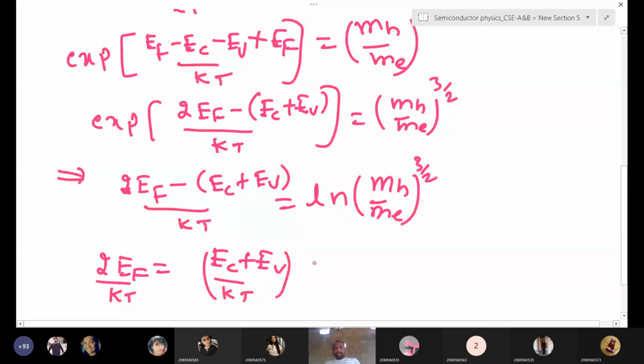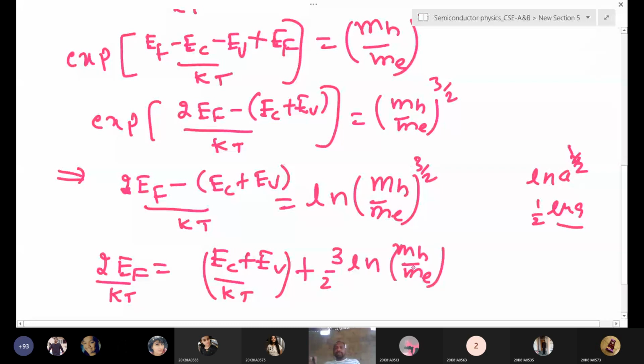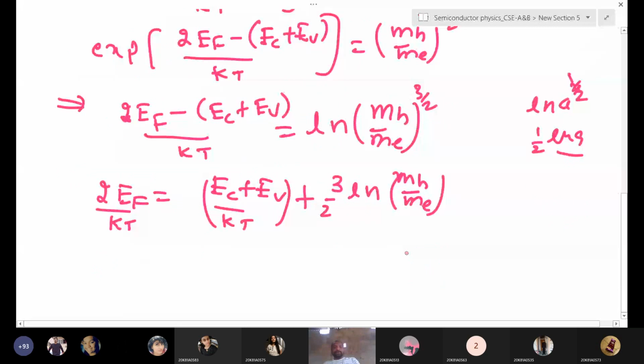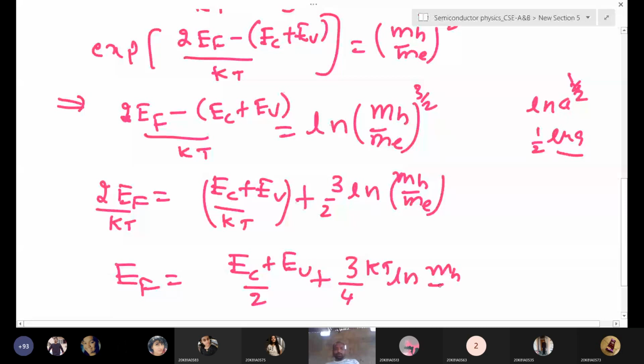If you write this expression, within 2-3 steps we can complete it, but for understanding I am writing each step. That's why you are feeling the expressions are very lengthy, but the expressions are not lengthy, they are very short only. But for explaining I am writing step by step, that's why it is becoming a lengthy expression. So here Fermi level is EC plus EV by 2 plus 3 by 4 KT ln MH by ME.